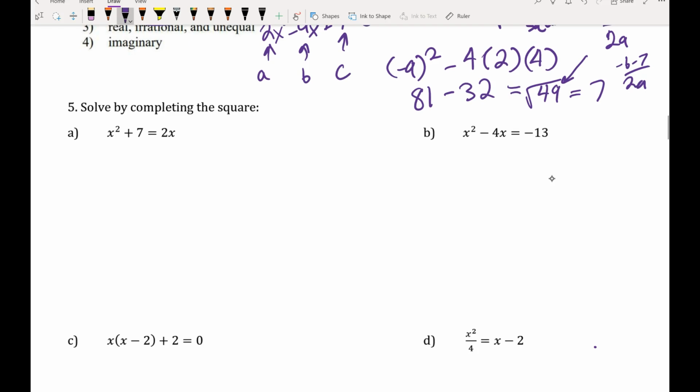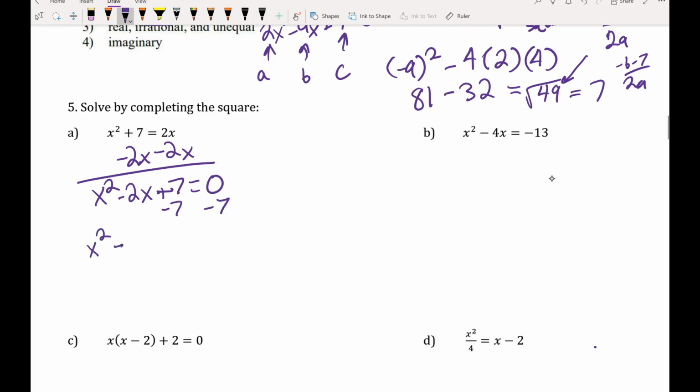Solve by completing the square. Okay, if you don't remember the steps for solving by completing the square, I always like to get my quadratic in standard form first. It just makes it easier to deal with. So the first thing I do is move my c term to the other side. X squared minus 2x. I leave a space here, and I leave a space here.